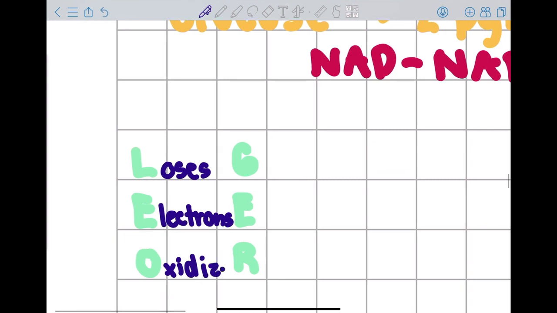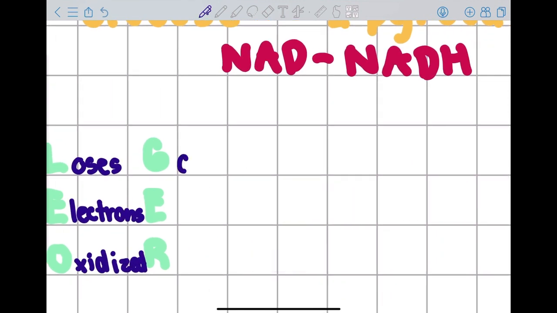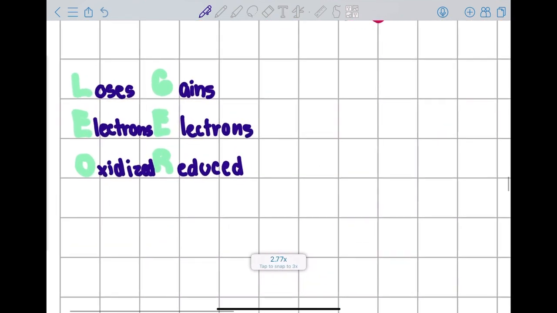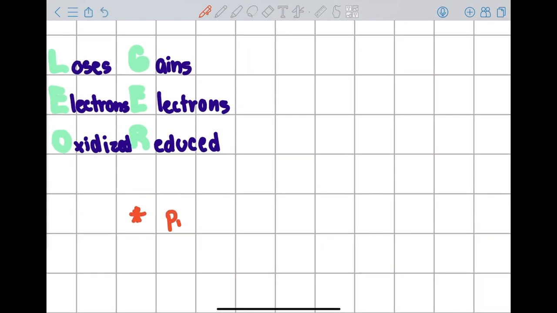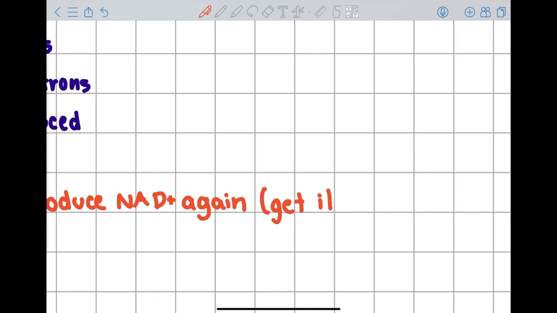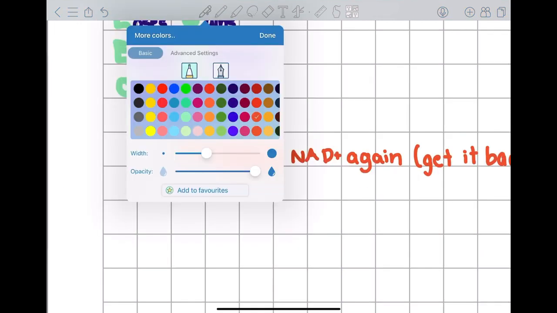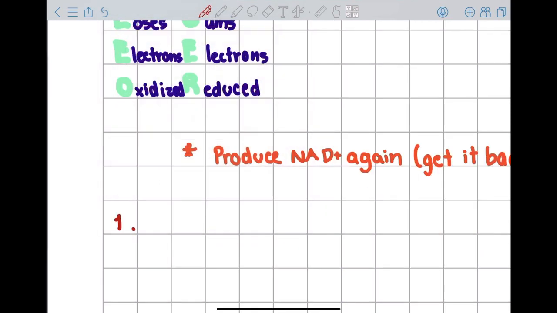However, during fermentation, NADH has to be oxidized to NAD in order for glycolysis to repeat itself and in order to produce ATP without the presence of oxygen. In other words, we are regenerating nicotinamide adenine dinucleotide during fermentation. There are two different types of fermentation: alcoholic fermentation and lactic acid fermentation.